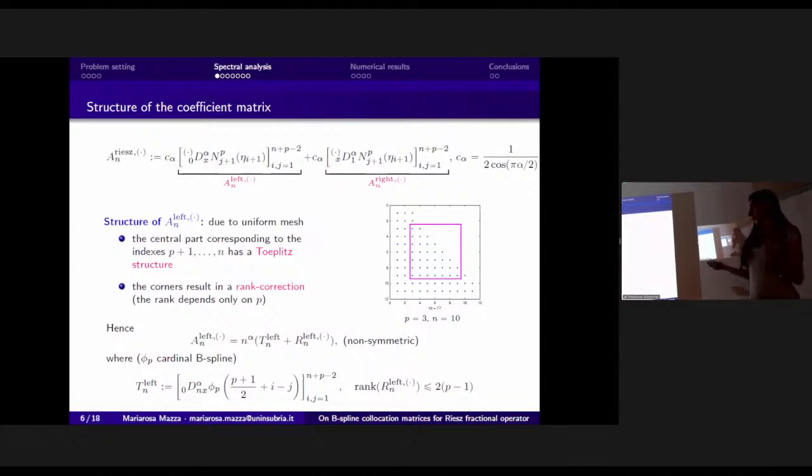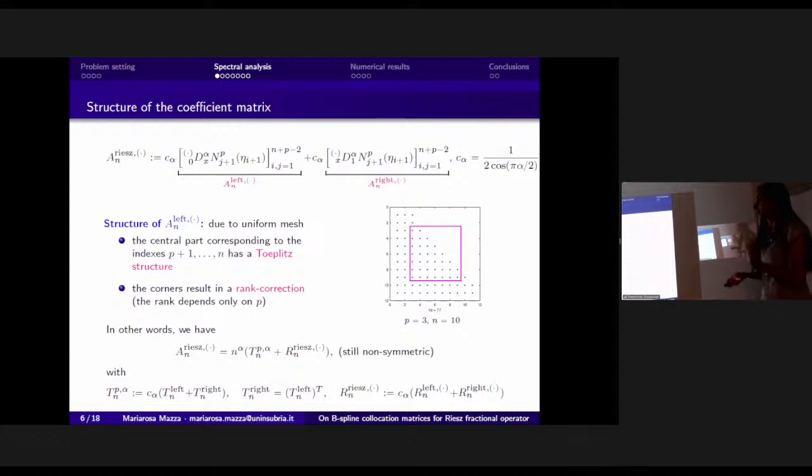So at the end of the day, we can write this left matrix as a sum of a tablets part plus a rank correction. The result is non-symmetric, as we can see, for instance, from this choice of the parameters here. And already, actually, the tablets part is non-symmetric. If we do the same reasoning also for the right matrix, we can, at the end, write our coefficient matrix as a sum of a tablets, again, plus the rank correction. And still, the result is non-symmetric, but now the tablets part is symmetric.